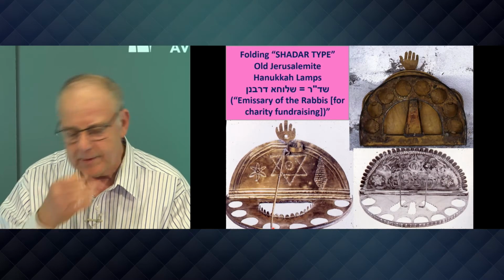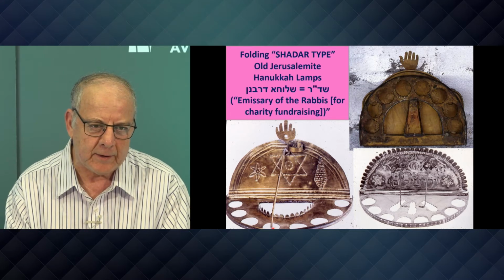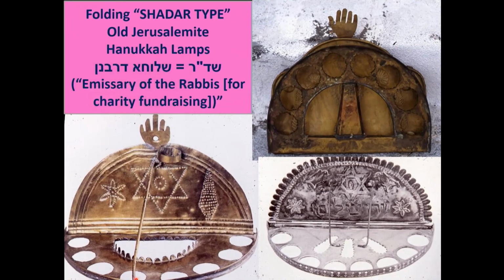And the interesting type of lamp that developed locally and became very popular apparently in the second half of the 19th century, I'm showing you 3 examples here, are these folding lamps. Again, very traditional, very oriental looking. I mean, they are a type that was common in Islamic lands, and I'll explain in a second why.